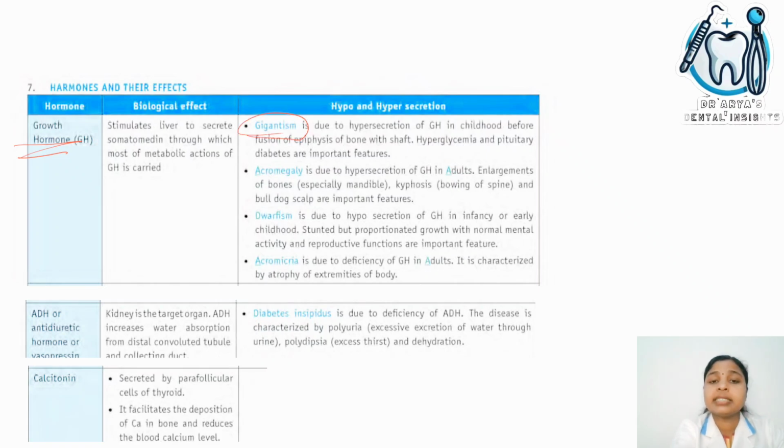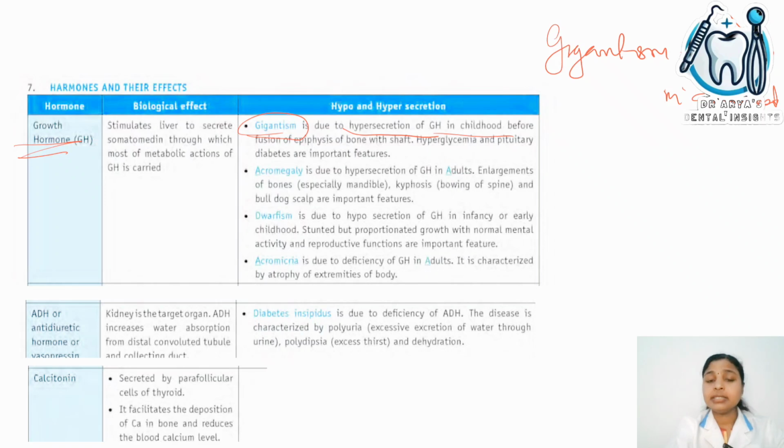First one is gigantism. What is gigantism? What is the reason for gigantism? It is due to the hypersecretion of growth hormone in childhood, before fusion of the epiphyses of bone with the shaft. Hyperglycemia and pituitary diabetes are important features. So gigantism is due to the hypersecretion of GH in childhood.